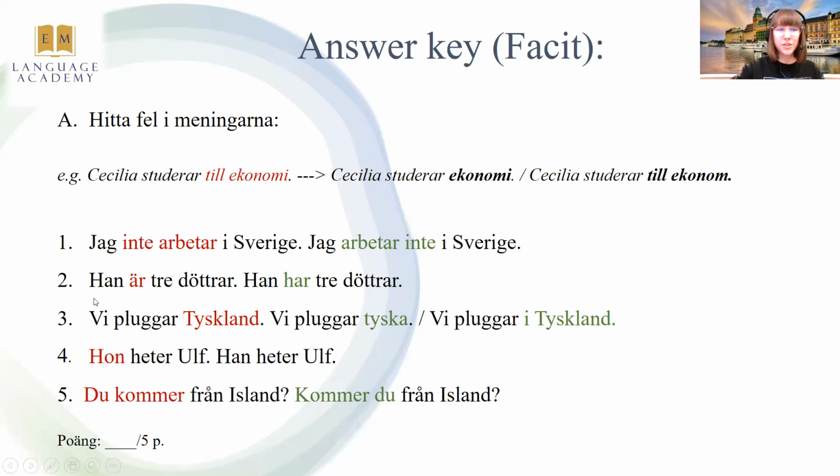Then number 2. Jag är 3 döttrar. I am 3 daughters. Does not make sense. Wrong verb. That's why we correct and replace the verb är with har. Han har 3 döttrar. He has 3 daughters.